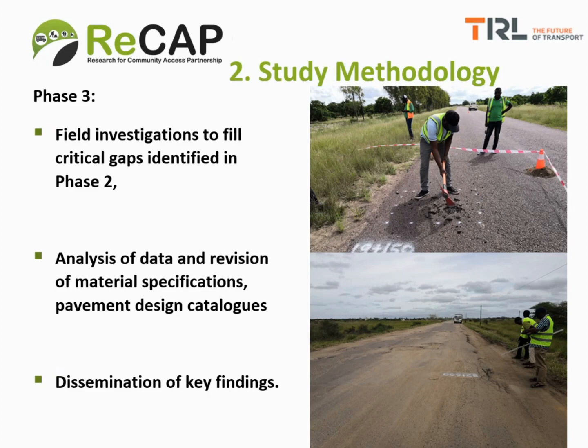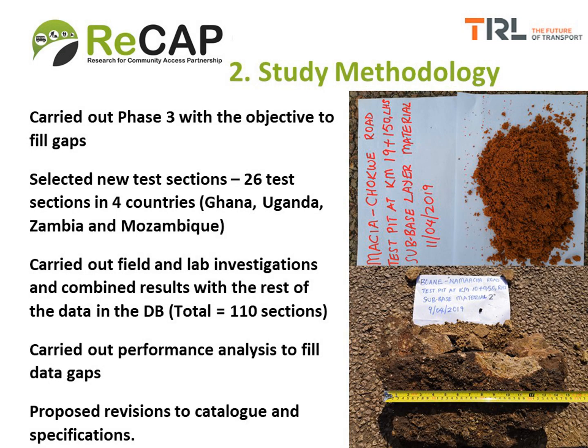Now, the study methodology for phase three was as follows. Several of the gaps identified were filled by identifying test sections in the four participating countries. In total, 26 test sections were assessed in these four countries. Now, the assessment involved fieldwork, laboratory investigations, and a combined analysis of all of this data together with data previously held in the database from previous studies.